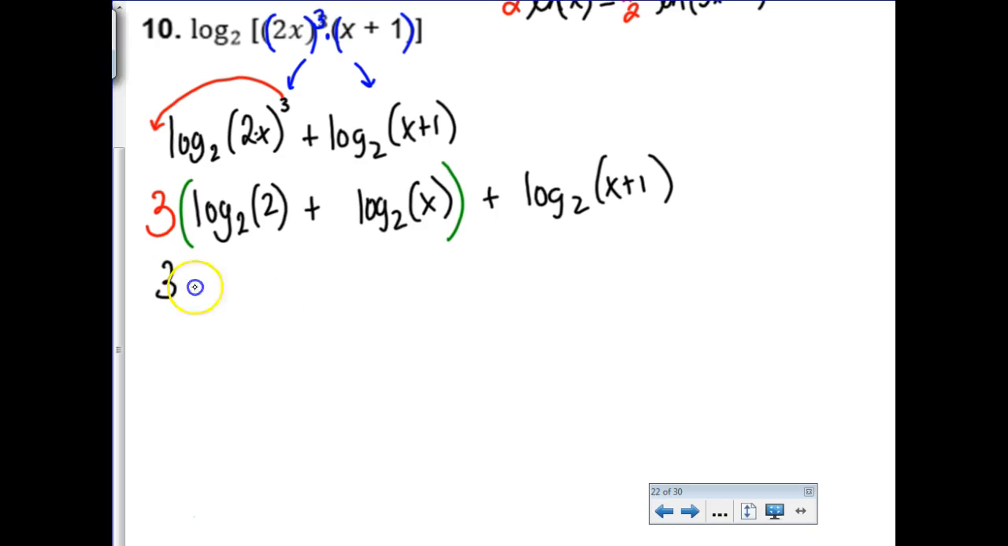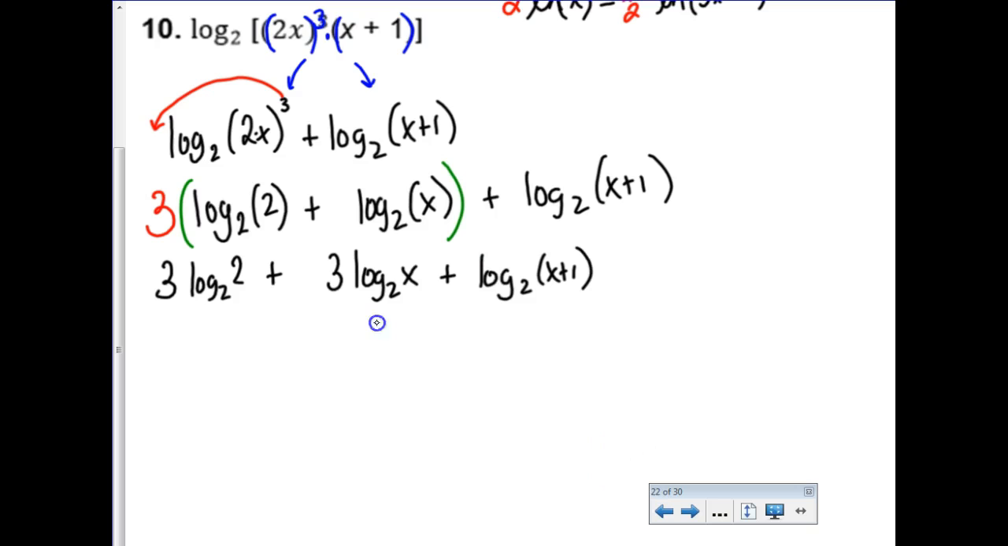You've got 3 times the log base 2 of 2 plus 3 times the log base 2 of x. This one does not get a 3. That third power was not distributed all the way to here. So plus log base 2 of x plus 1. I claim we're not done. Talk to me about log base 2 of 2.